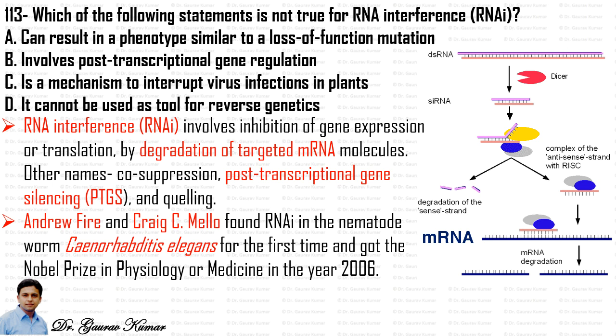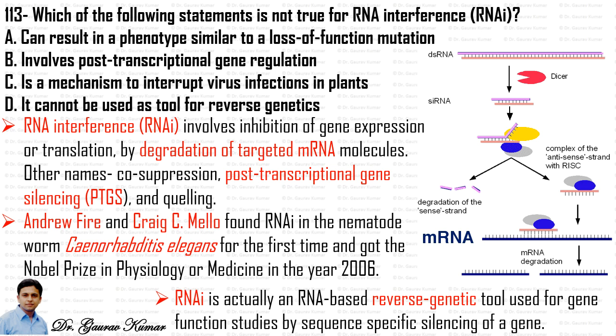degradation. So RNA interference involves inhibition of gene expression or translation by degradation of targeted mRNA molecules. The other names are co-suppression, post-transcriptional gene silencing (PTGS), and quelling. Andrew Fire and Craig C. Mello found RNAi in the nematode worm Caenorhabditis elegans for the first time and got the Nobel Prize in Physiology or Medicine in the year 2006. And RNAi is actually an RNA-based reverse genetic tool used for gene function studies by sequence-specific silencing of a gene.